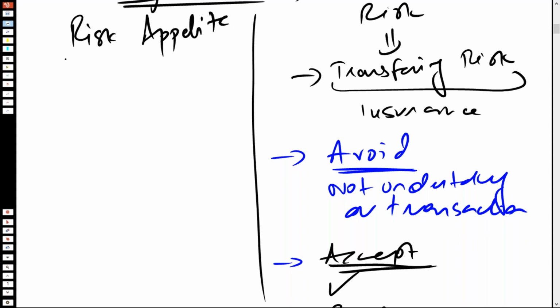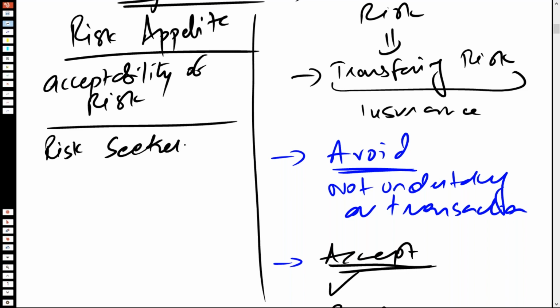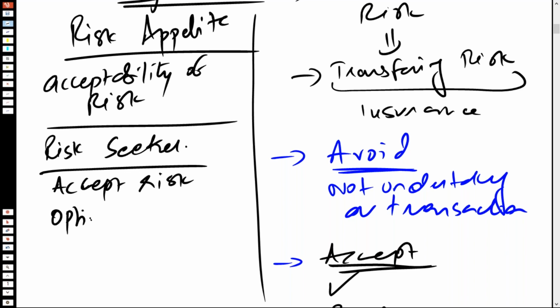What do you mean by risk appetite? Your acceptability of risk is going to be considered as your risk appetite. When it comes to the risk appetite of an organization, you may be a risk seeker. That means you accept the risk. That means as an organization, you are generally optimistic. That's why you accept the risk.